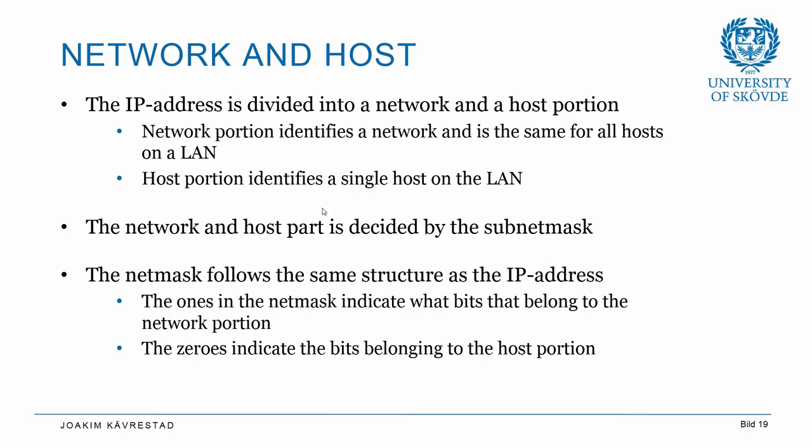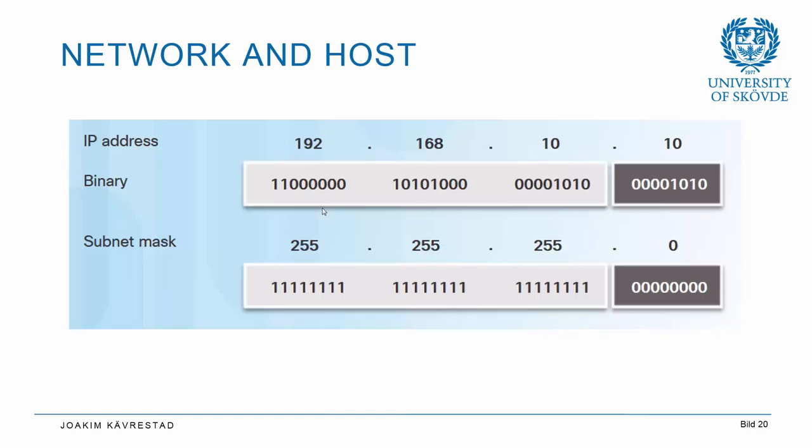So the network and the host part is decided by something that is called a subnet mask. And this subnet mask follows the same structure as the IP address. If we look at this picture, you can see that you have the subnet mask down here, and the ones in the subnet mask show which bits of the IP address belong to the network portion of the IP address. So in this case, we have all ones all this way, meaning that all of those bits in the IP address belong to the network portion of the IP address.